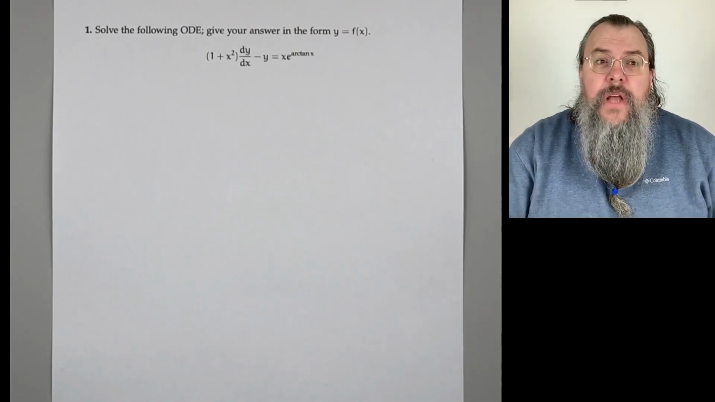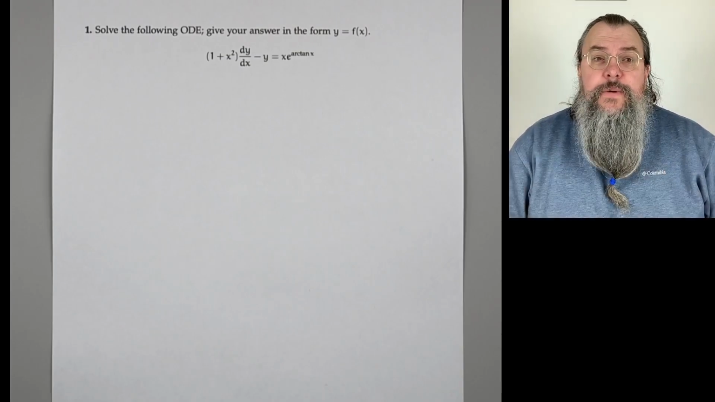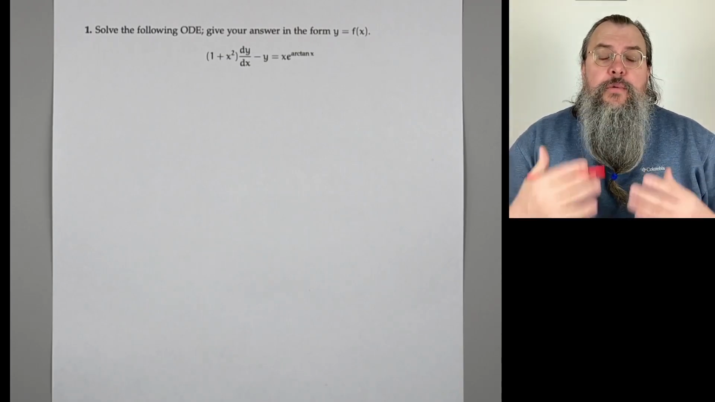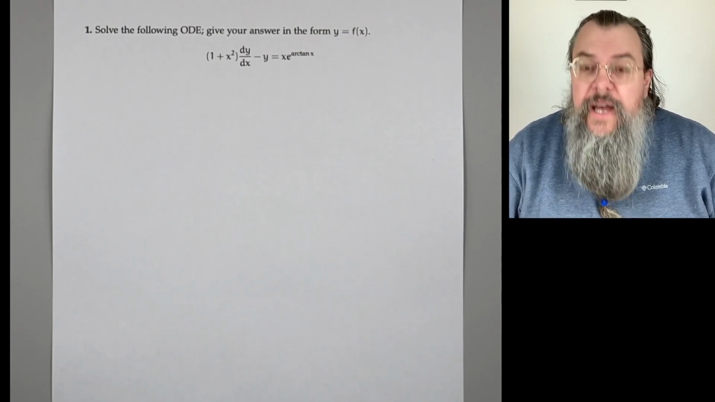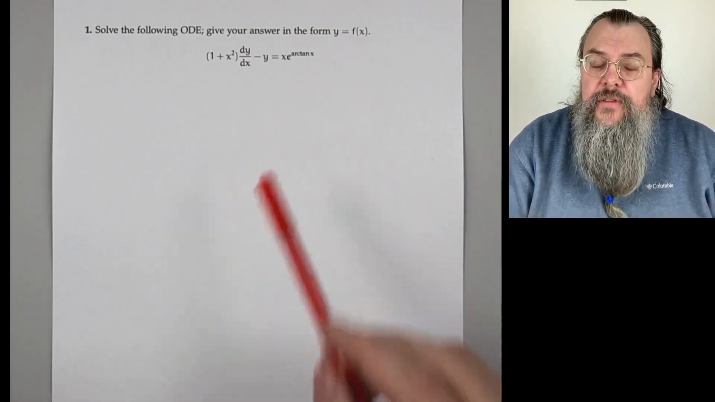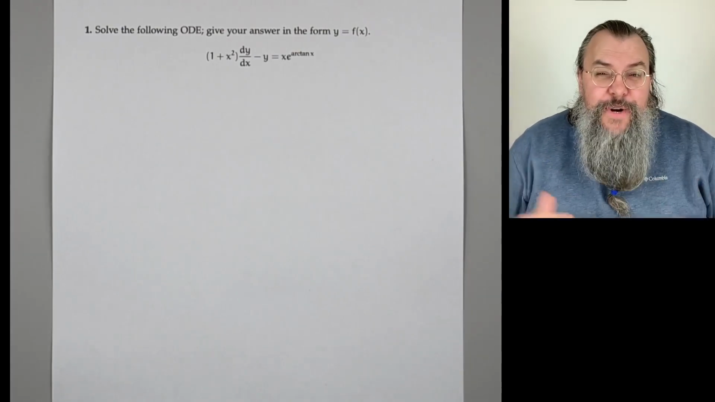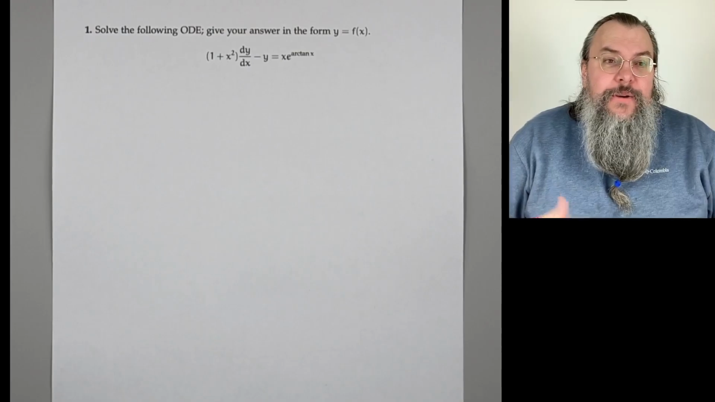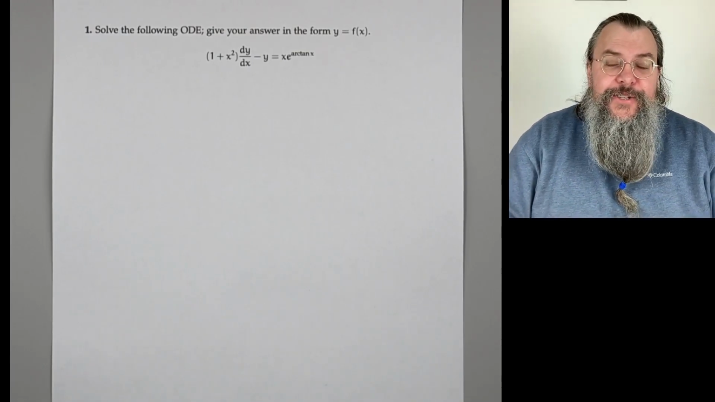Number 1. Solve the following ODE and give your answer in the form y equals f of x. So we have (1 plus x squared) times dy dx minus y is equal to x e to the arctangent x. Now I know what you're thinking. It's like, Steve wrote this problem because there's an arctangent. Well, no, I didn't write this one, but I definitely like that there's arctangent.